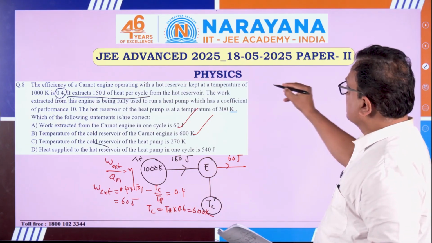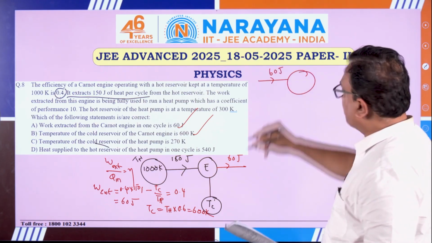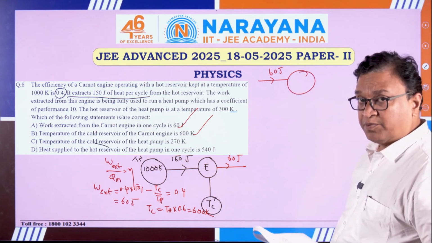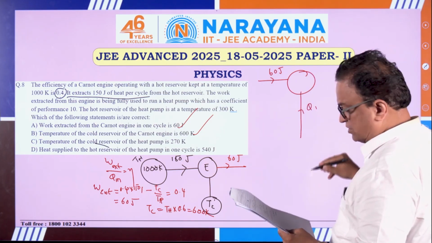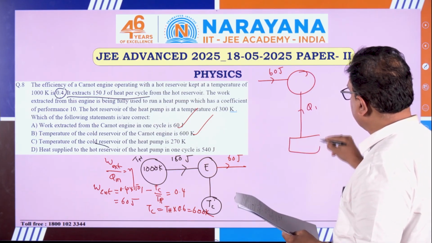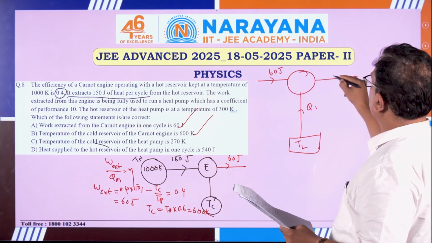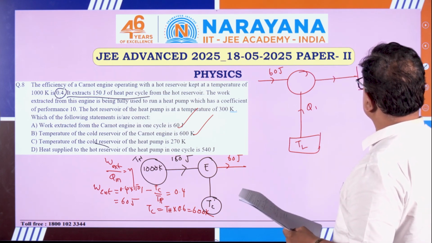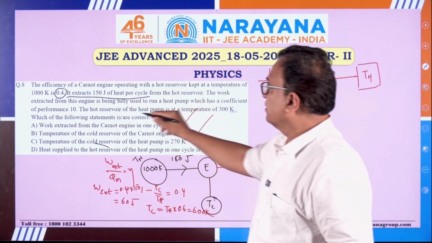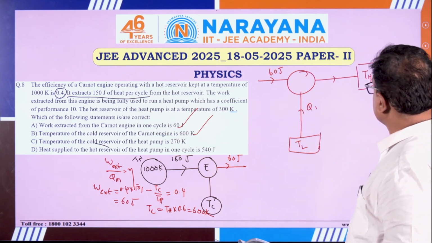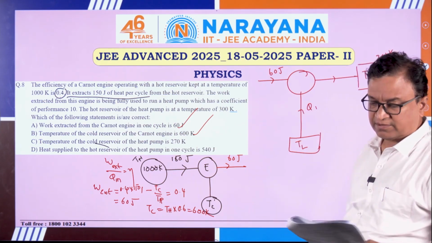Now this 60 joules is taken by the heat pump, and some Q1 is drawn from the lower temperature side and given to the TH side, right. And you have given that this temperature is 300, the hot reservoir of the heat pump. 300 Kelvin. You already have given this, right?